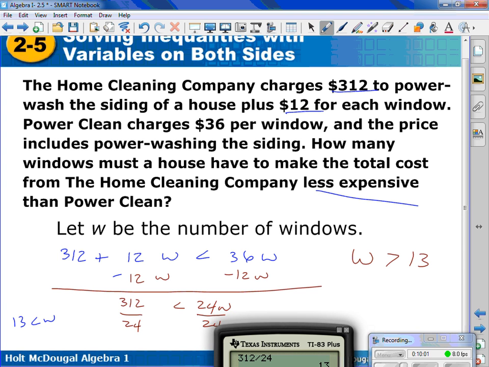So you would go to your house and count: 1, 2, 3, 4, okay, I've got 12 windows. Well, for me to save money, this company would be cheaper by having 12 windows. But once you have 13, the other one is cheaper. When it's your money, you start to care about how much things cost.